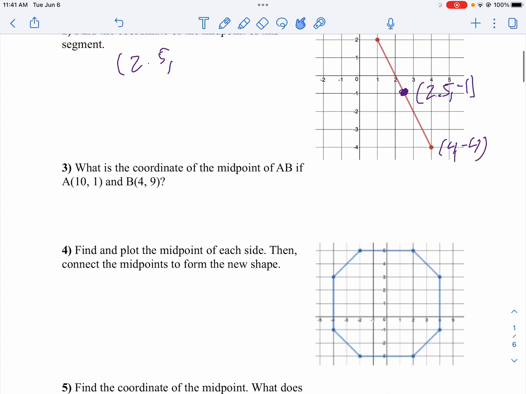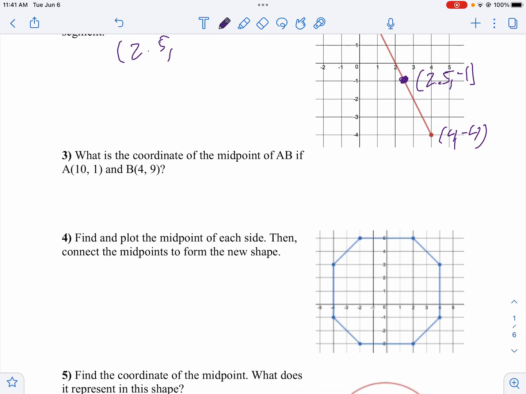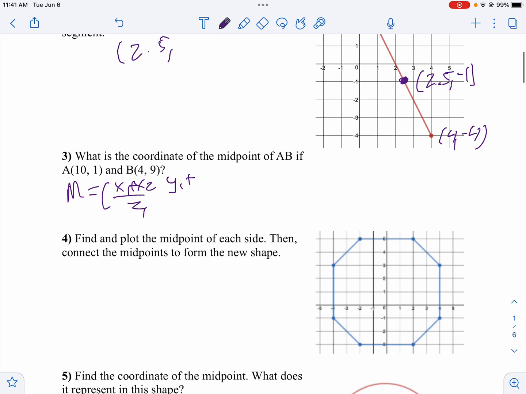On number 3, we're going to look at this more from an algebraic point of view to find the midpoint, remember. Sorry about that shaking. We add up the x's and divide by 2. We add up the y's and divide by 2. So in this one, I'm going to say my x's are 10 and 4.